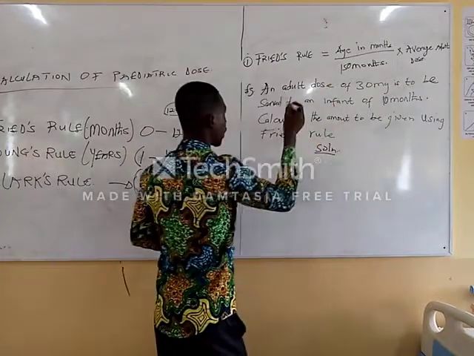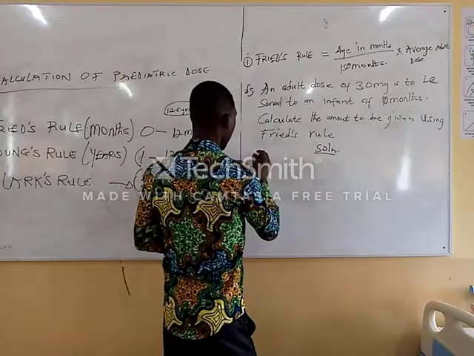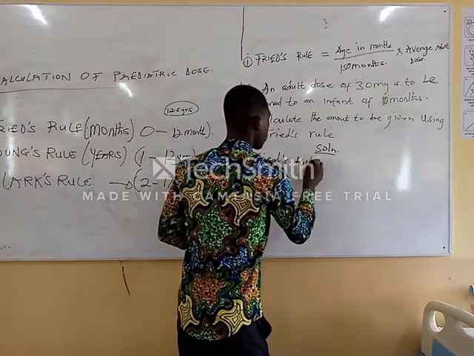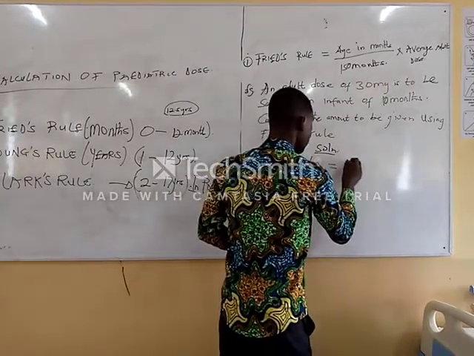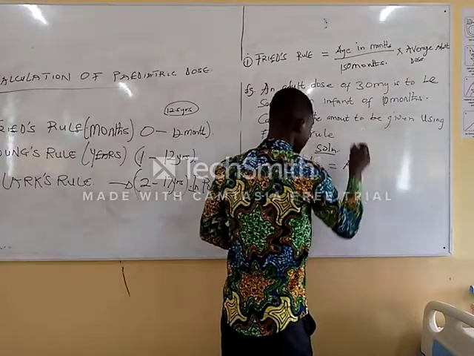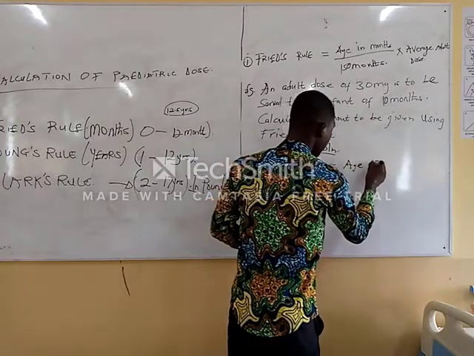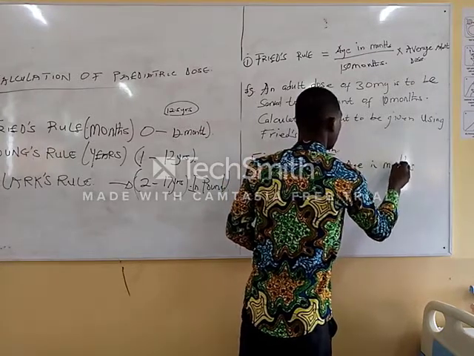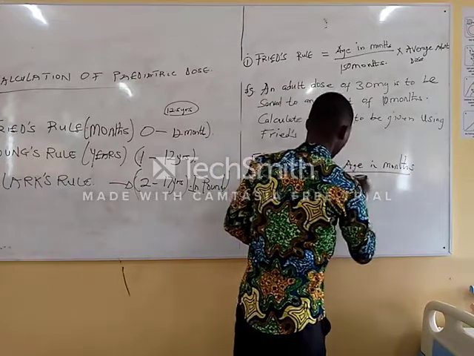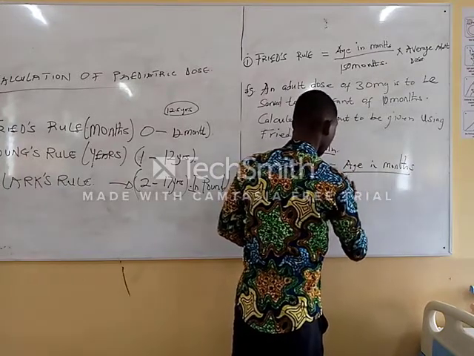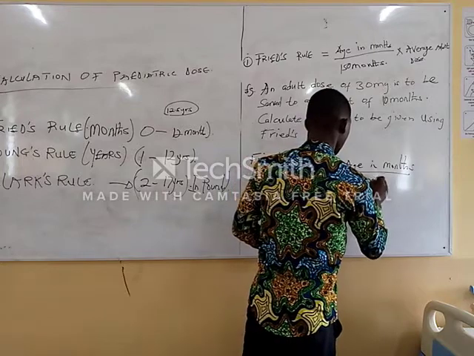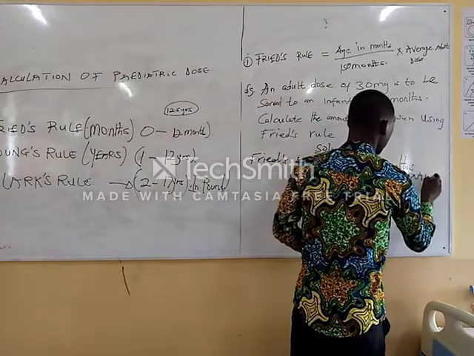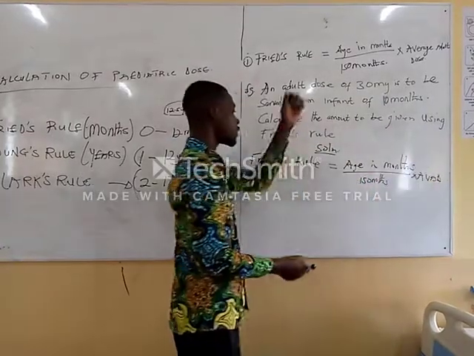You just know the formula. Fried's rule, or Fried rule, is equal to age in months over 150 months, times average adult dose. Let's use AVAD for average adult dose.